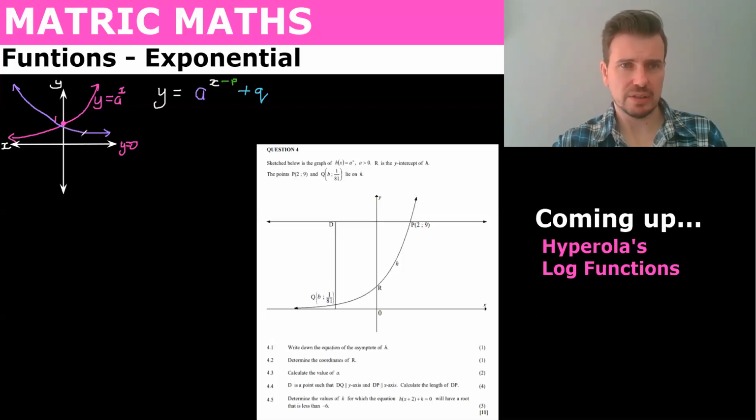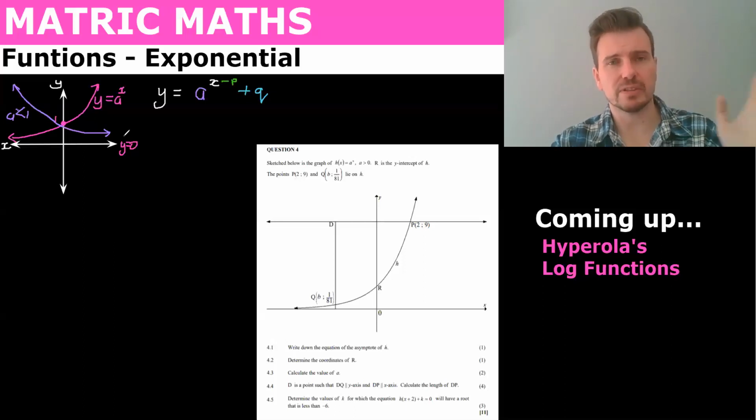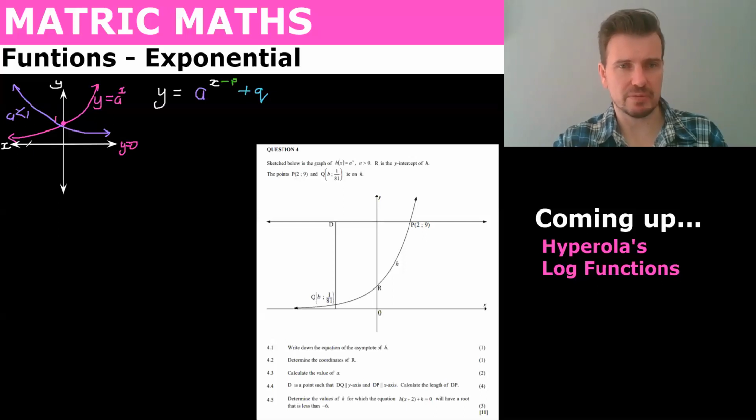So this would be our y equals a to the x, where a is less than 1. Could go this way. Okay, so what else have we got? Well, the minus p shifts it left or right. So it's going to change the y-intercept, but it's not going to change your asymptote, because whether you shift it left or right, it's still going to have this asymptote here.